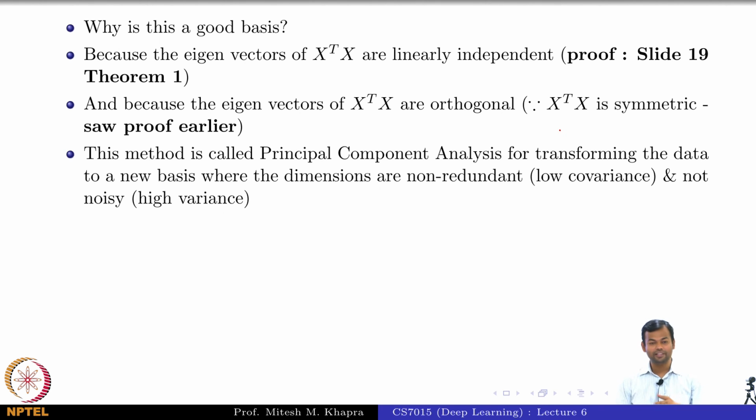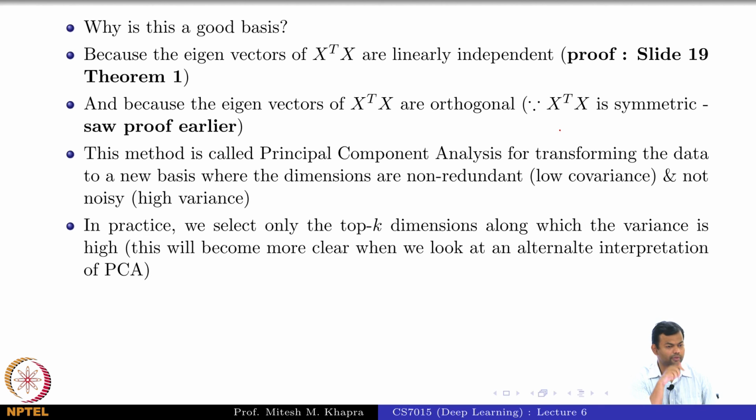So this method is called principal component analysis, for transforming the data to a new basis where the dimensions are non-redundant because they have low covariance, and not noisy because they have high variance. The second part I have not proved, and I'll get to that at some point.